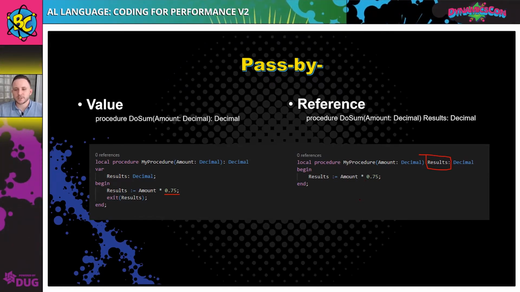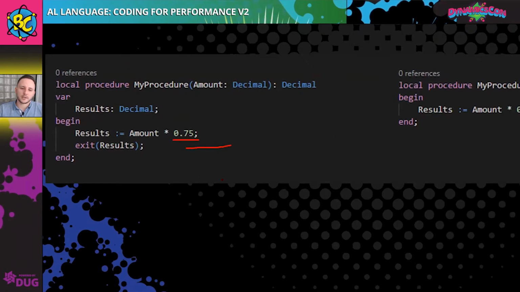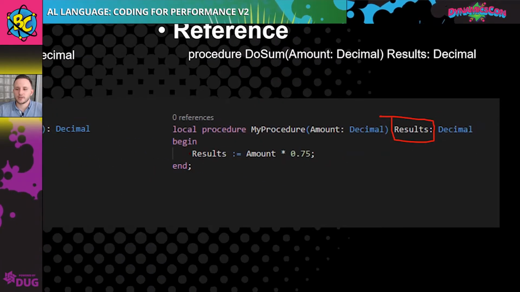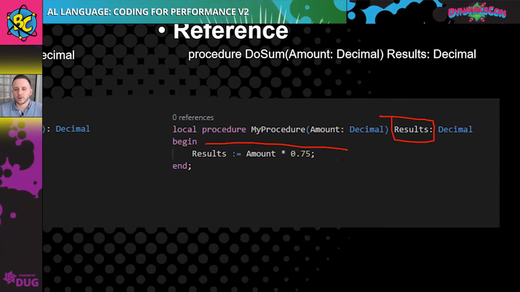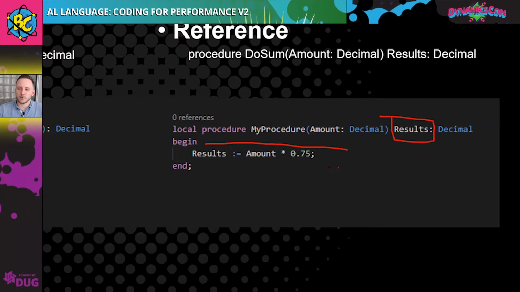This is important to know because if you apply filters on this variable, if it's a record variable, and then return it this way, the filters are not returned, because a copy of the current record is returned. If you do it this way, then the whole record with applied filters is returned. So this is not about performance.